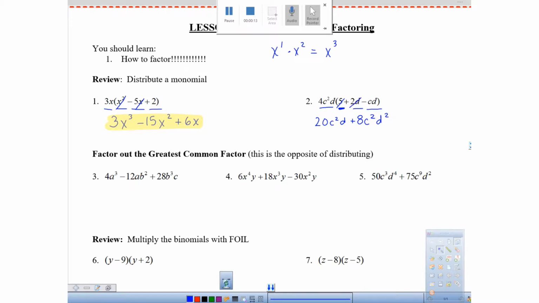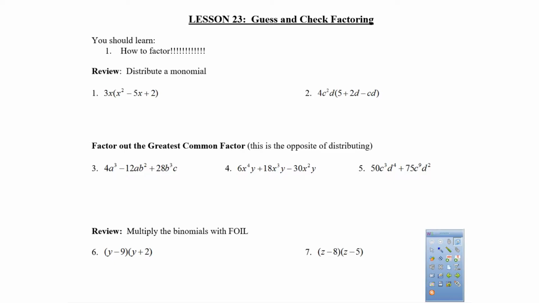Now do the next one. Positive times a negative is a negative. 4 times 1 is a 4. On your c's, you have 2 and 1 for a total of 3. And on your d's, you've got 1 and 1 for a total of 2. And that's all the way multiplied out. Now we're going to do the opposite of that.